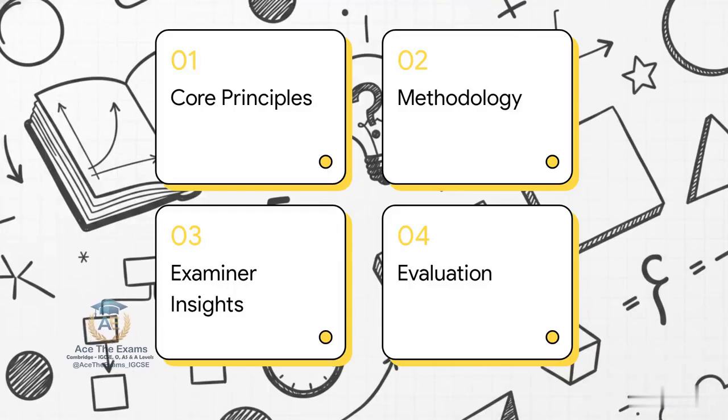Okay, let's look at our investigation brief for today. We are breaking this down into 4 distinct phases. Phase 1 is all about core principles and logic. Phase 2 covers our forensic methodology. Phase 3 is where we really get our hands dirty analyzing examiner evidence. And finally, Phase 4, closing the case.